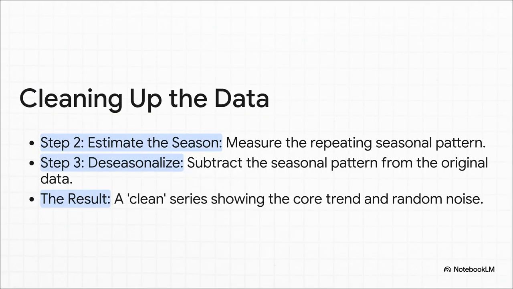First, we measure that repeating seasonal pattern. How much hotter is an average July? How much busier is a typical December? Then, once we have that pure seasonal effect, we do something that sounds kind of weird at first. We literally subtract it from our original data. And what you're left with is what we call a deseasonalized series, a much cleaner picture of your data without that predictable rhythm getting in the way.